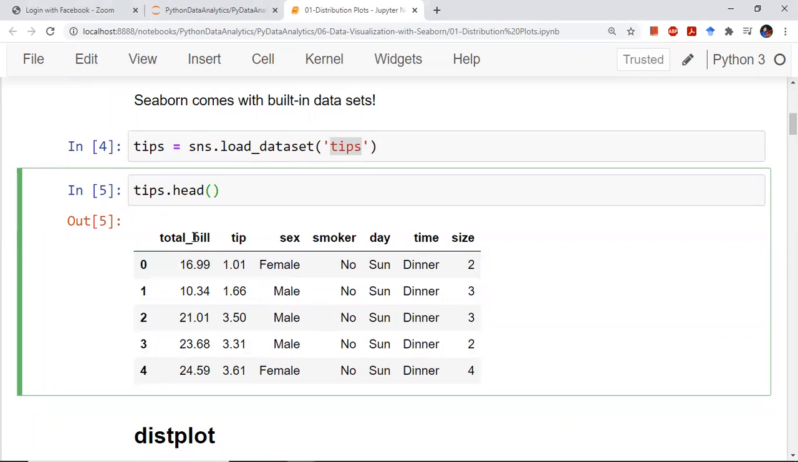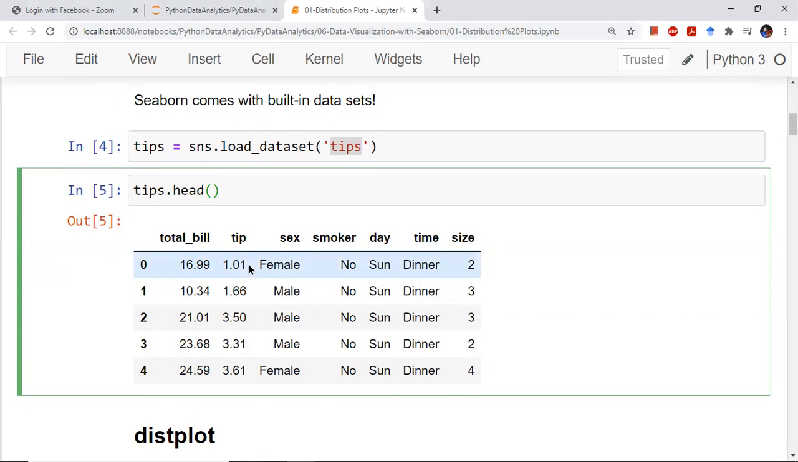It has 6 columns: total bill, tip, sex, smoker, day, time, and size. The data is from a restaurant. Each row signifies a customer, or a table booked by a group of customers, like a family or a group. So each row indicates a bill.